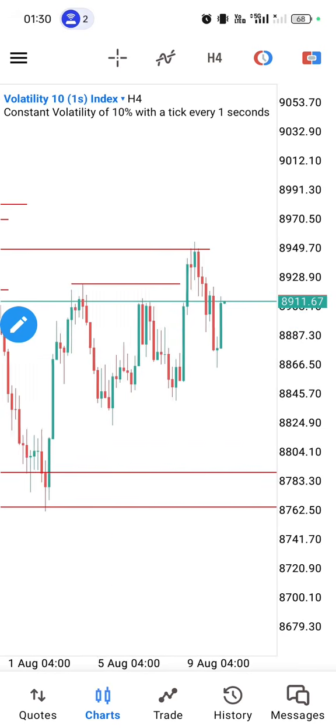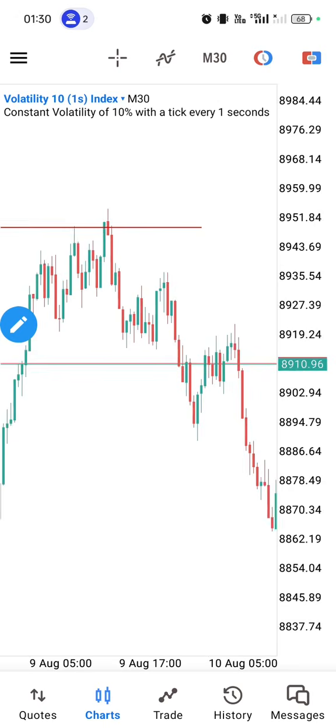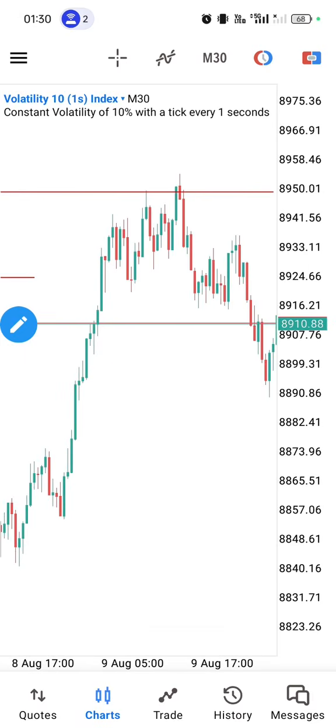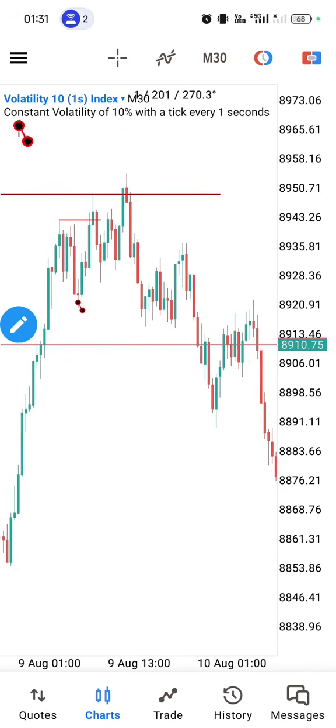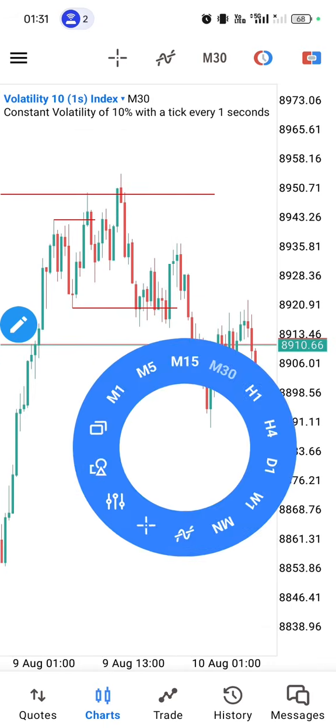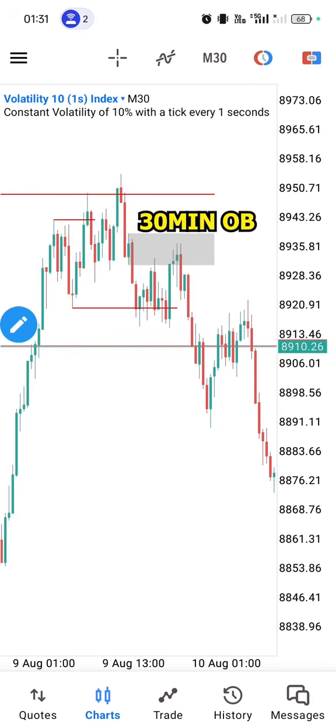Now we have to also focus on the level where it reacted off of, same as we focused on the daily. Now it did a stop hunt again, so it ran the stops, gave us a change of character, or a BOS below the low, returned back into that small consolidation and respected a 30-minute order block, and it kept on dropping down.